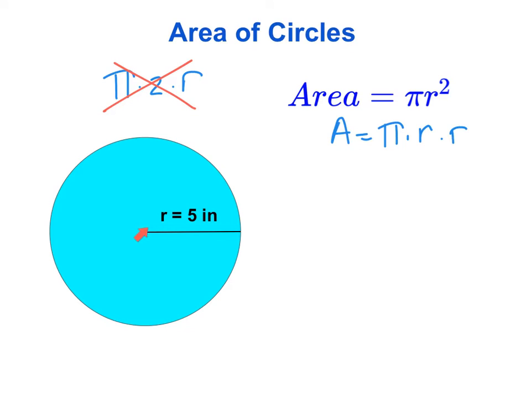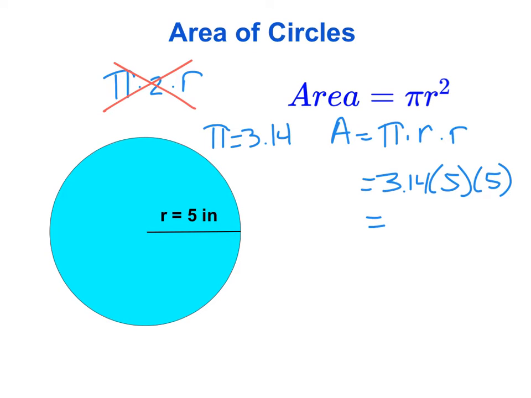We're given an example where the radius is equal to 5 inches, so we're going to find the area of this circle. So we're going to come back to our formula and plug in what we know. In this case, we're going to use the estimate for pi, 3.14. So we plug in what we know. Pi is 3.14. The radius is 5 and then 5 again. So it's r times r.